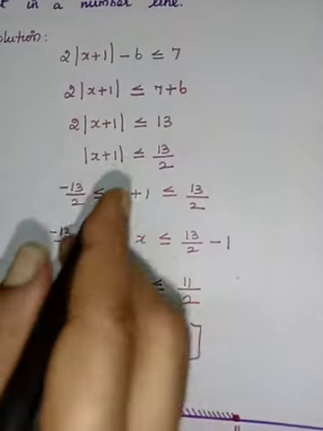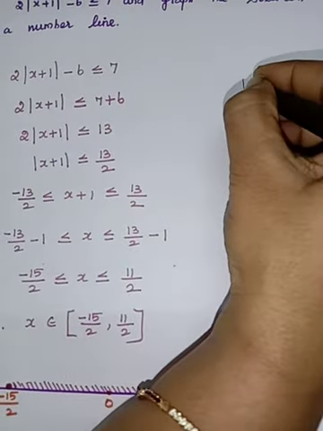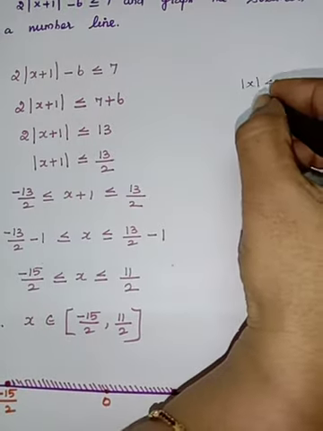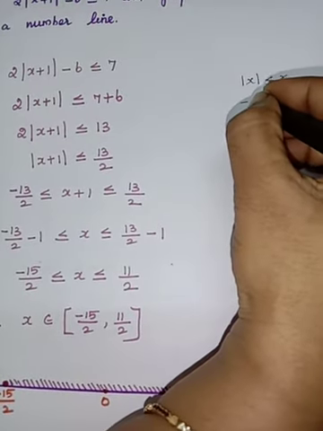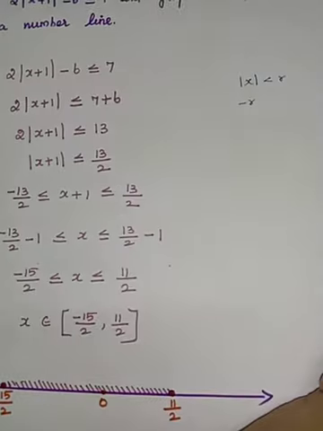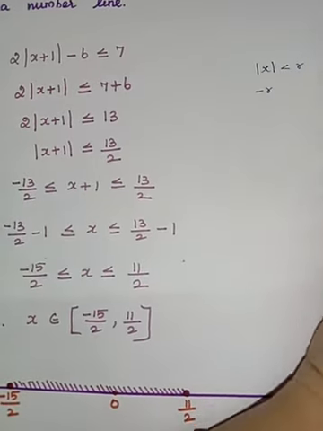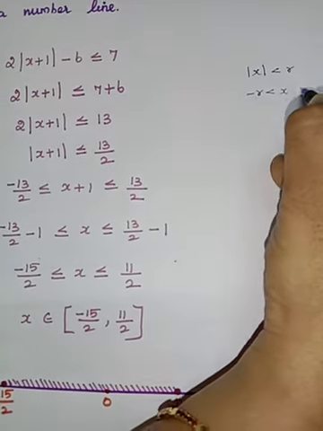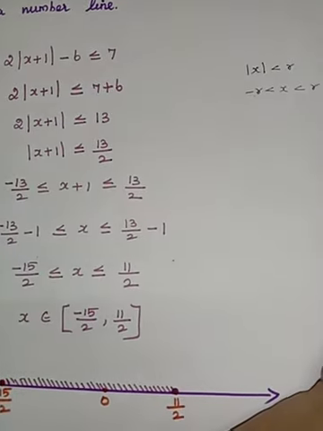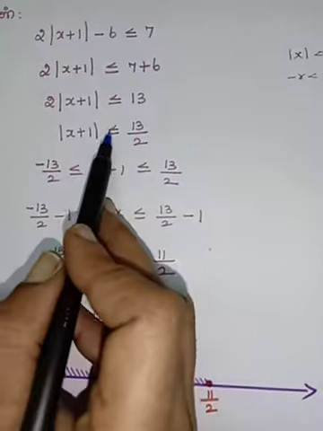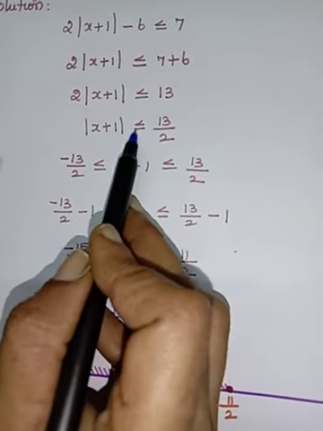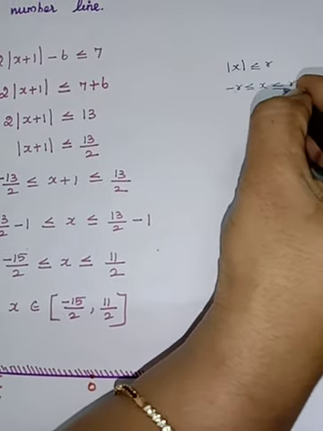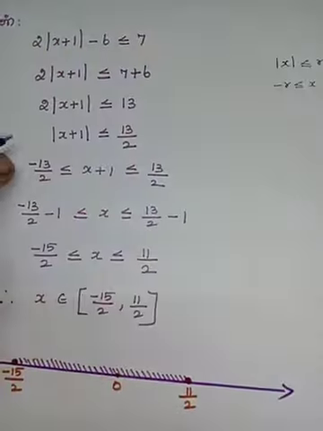So what formula has to be used? Modulus of x is less than r if and only if x lies between minus r and plus r. So less than comes, it lies between. So minus r less than x less than r. This is the formula. Okay. So here you see that equality is involved, so you have to use the equal symbol here. So see now, compare this formula and this problem.